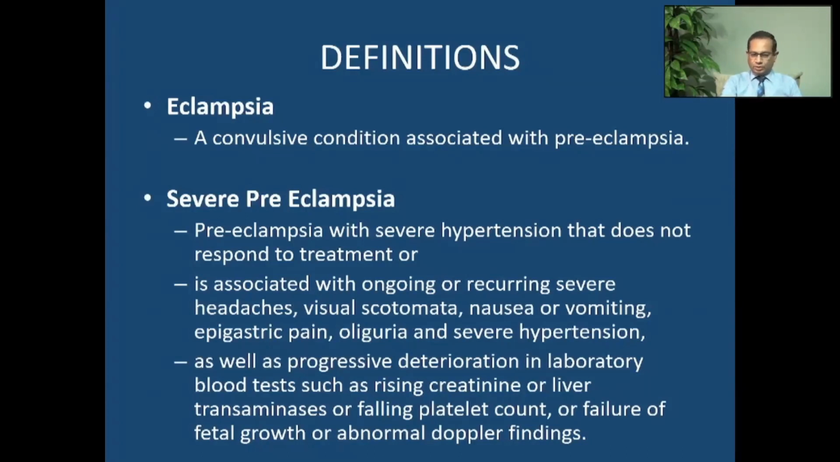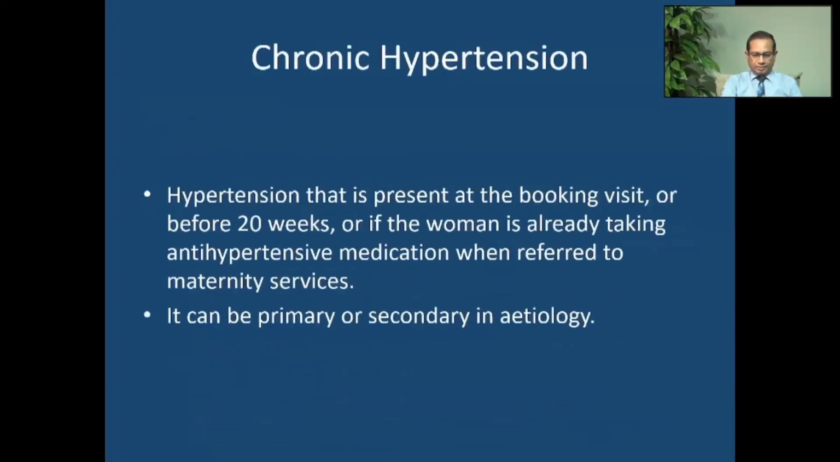Now you know about the definitions. Now we are going to discuss one by one. When it comes to chronic hypertension, I'll go through the definition again: it is hypertension that is present at the booking visit or before 20 weeks, or if the woman is already taking antihypertensive medication when referred to maternity services.